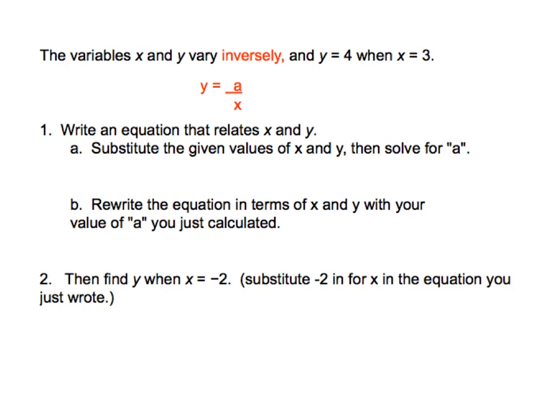The last thing we're going to do in this section is write an equation when x and y vary inversely. So if we're varying inversely, we're going to be in the form of y equals a divided by x, and they'll give us a value of x and y to figure out what a is, and then we write the equation using that value of a, and then it wants us to evaluate when x is a specific value. So the first thing that we do is we figure out our value of a.